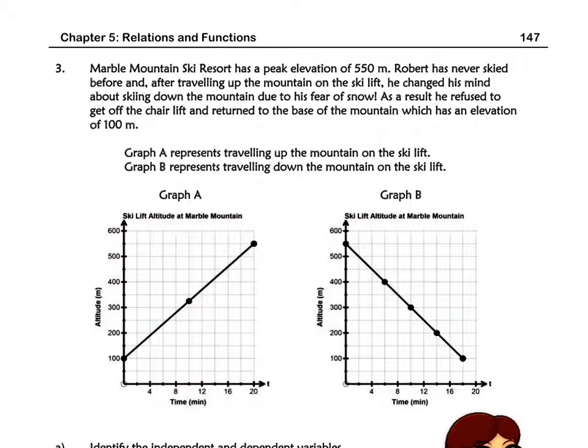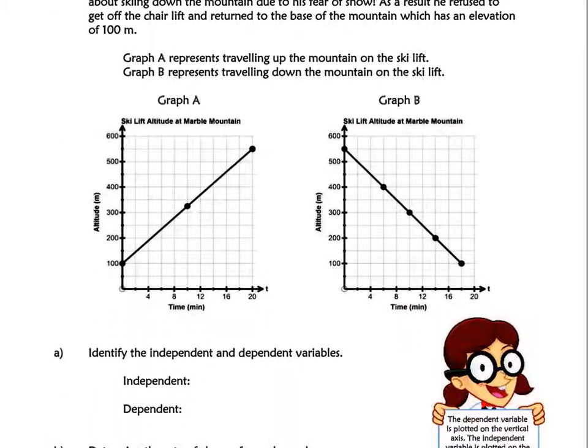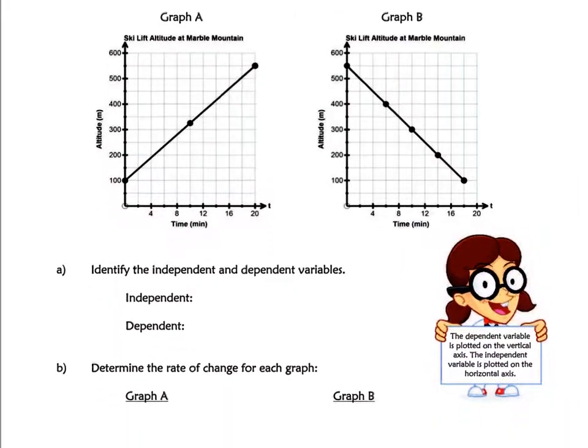Okay, next example, it talks about Marble Mountain Ski Resort, and it has a peak elevation of 550 meters. Robert has never skied before, and after traveling up the mountain on a ski lift, he changed his mind about skiing down the mountain due to his fear of snow. As a result, he refused to get off the chairlift and returned to the base of the mountain, which has an elevation of 100 meters. So graph A represents traveling up the mountain on a ski lift, and graph B represents traveling down the mountain on a ski lift.